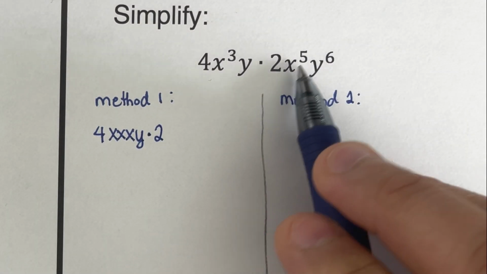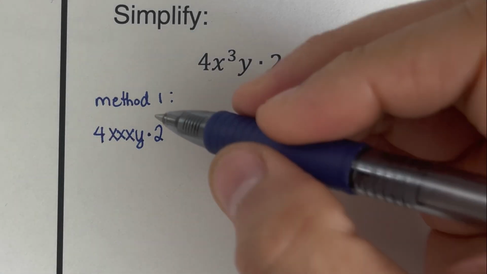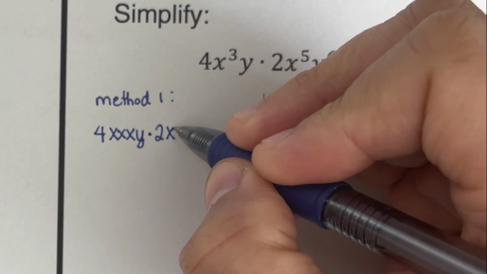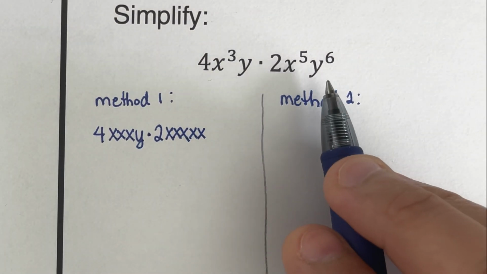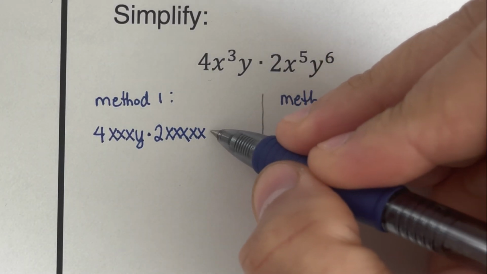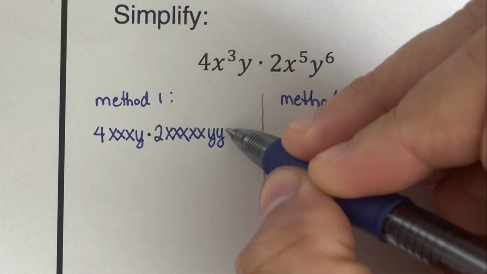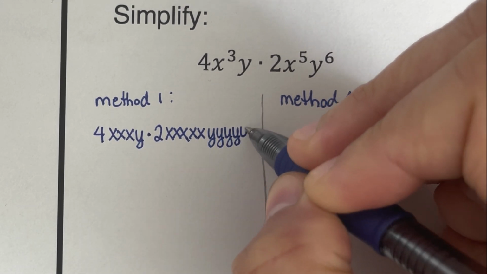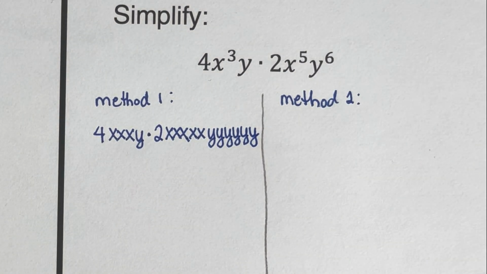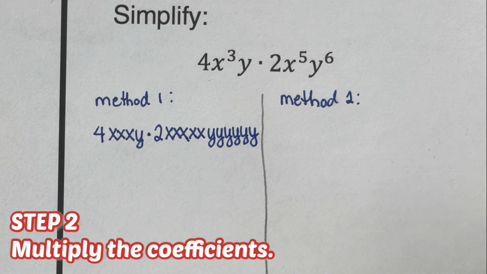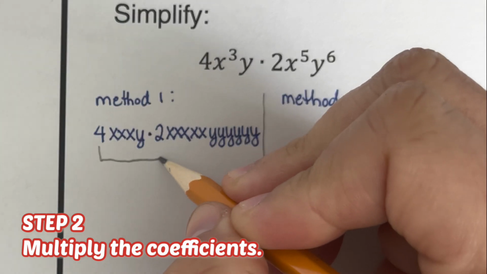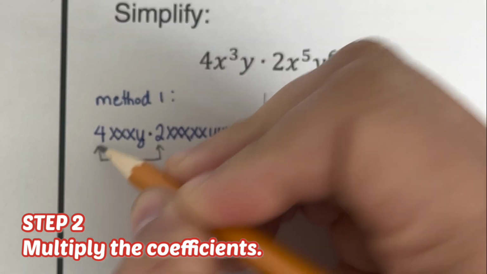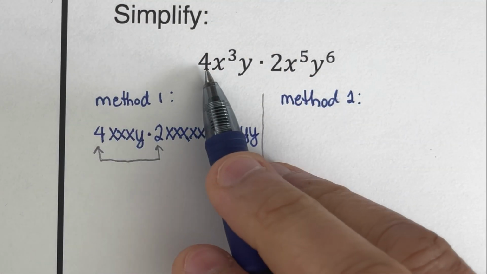And then this x to the 5th power means that there are 5 x's. So that's 1, 2, 3, 4, and 5. And then y to the 6th means there are 6 y's. 1, 2, 3, 4, 5, and 6. Now the second step is to multiply the coefficients. The coefficients are the numbers in front of each variable. So that's the 4 and the 2.